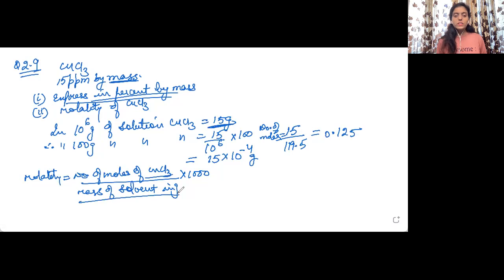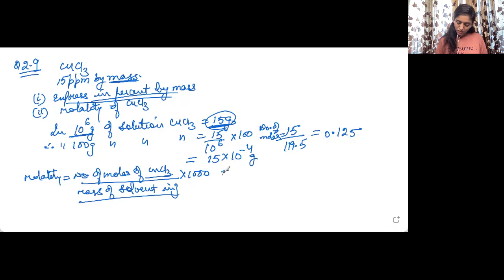Now mass of the solvent in gram. Mass of the solvent will be equal to total mass of the solution minus mass of the solute. So total mass of the solution is 10 raised to the power 6 gram. We have been given in ppm. Out of that, only 15 gram is chloroform. That is negligible. Though it is very dangerous, it is negligible. So here we will be taking the mass of the solution as the mass of the solvent, so that the calculations become simple.